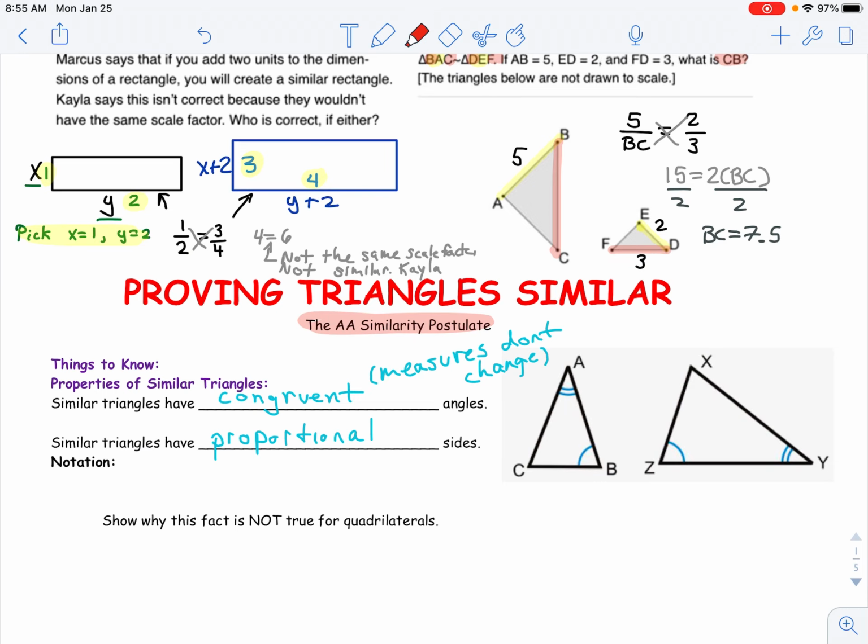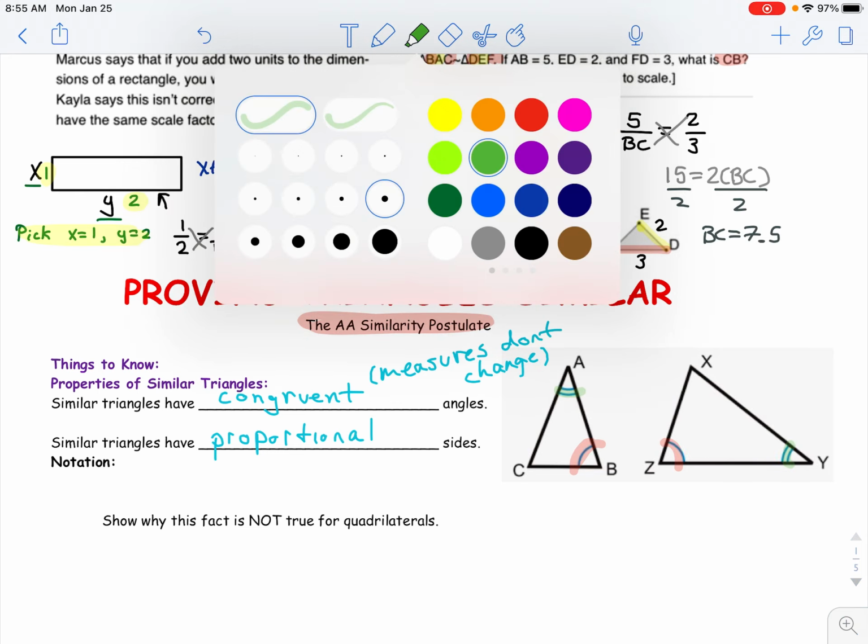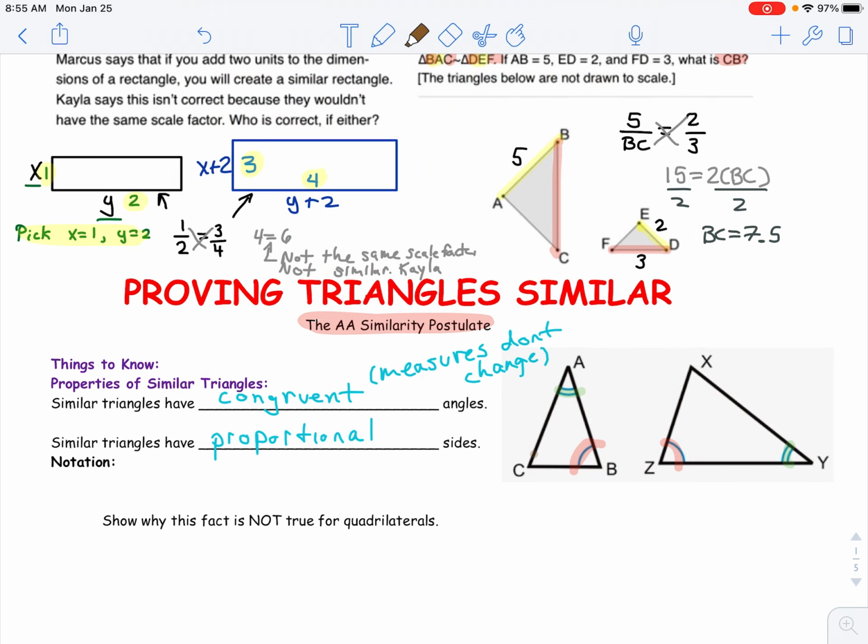Looking at this triangle right over here, B corresponds to Z, A to X, or A and Y. And don't you forget the third angles theorem, where even though we don't have anything about C and X, we only need two angles to know that they are congruent, and then the sides would be proportional. All right. So things to know: similar triangles have congruent angles.